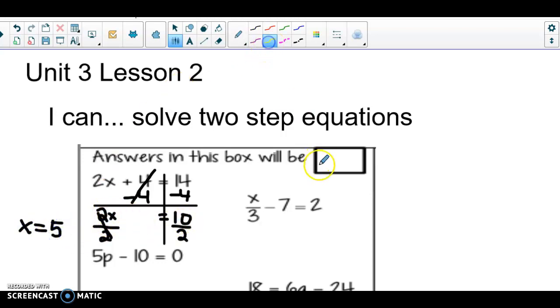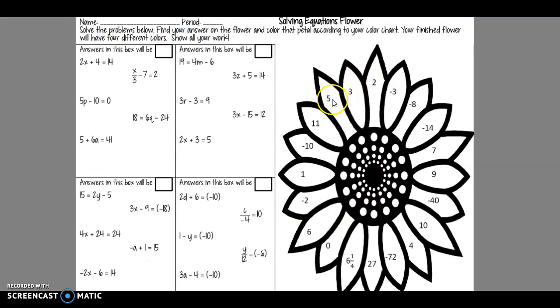So let's say in this box here we selected yellow. See how that's yellow right in there? Then on our flower, since we got x equals 5, on our flower where we have that 5, we're going to color that in yellow. That's the way that would work. We color this 5 right in here, all in yellow. All right, let's go back to our practice problems.